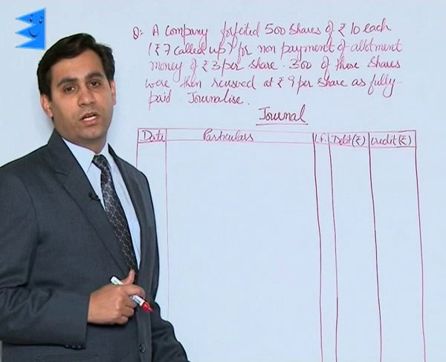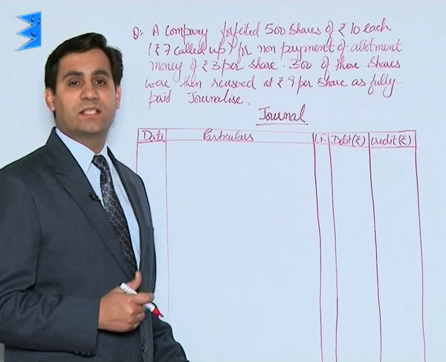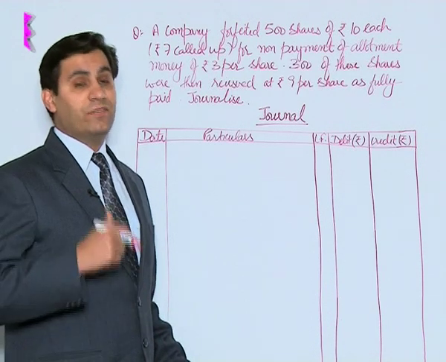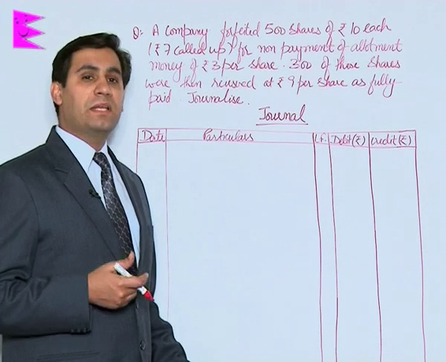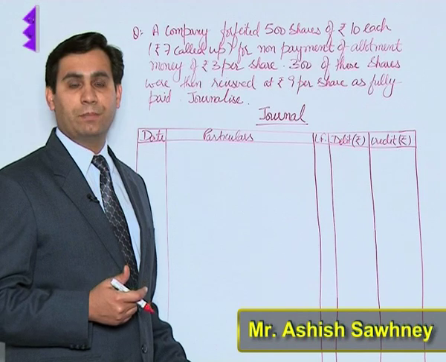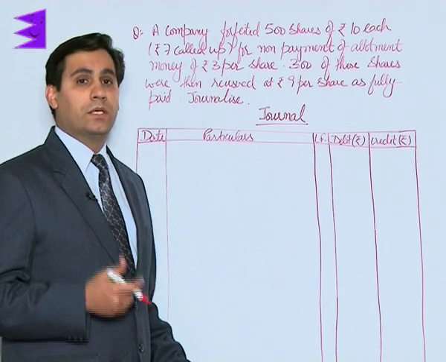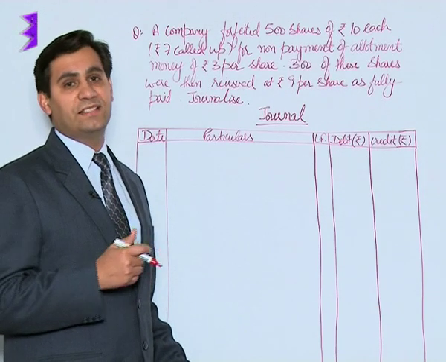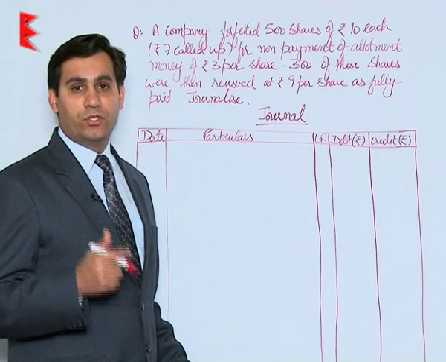In case the shareholder does not pay the amount due from his side to the company even after repeated reminders, the company has a right to forfeit his shares in accordance with various provisions of Companies Act 1956. Now let us understand what journal entries are passed at the time of forfeiture of shares.